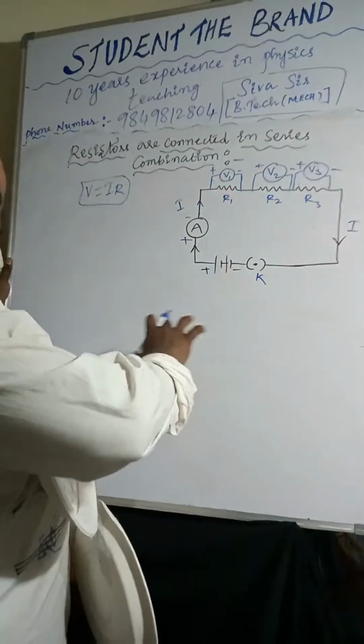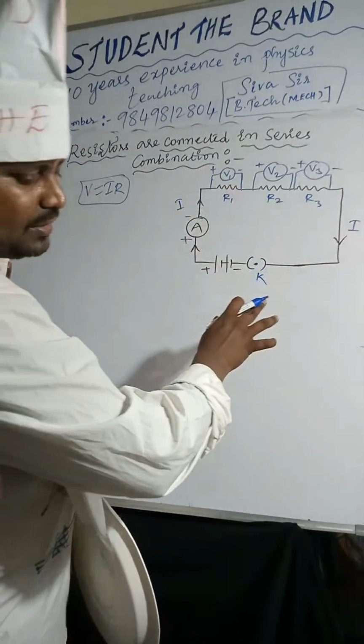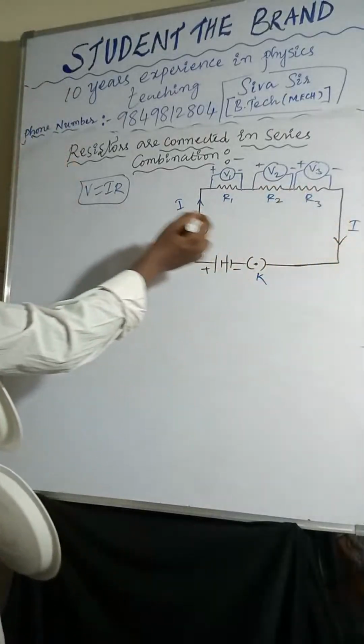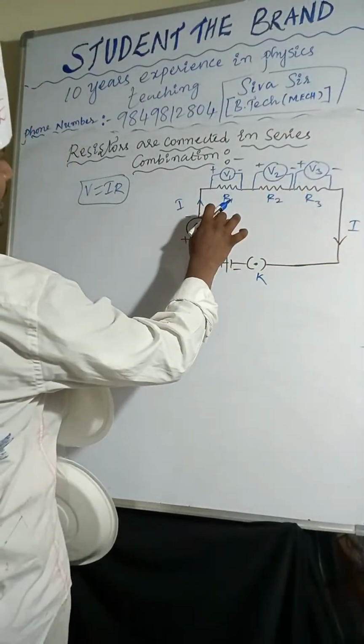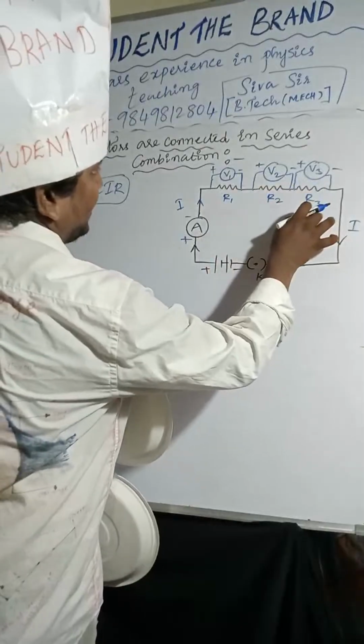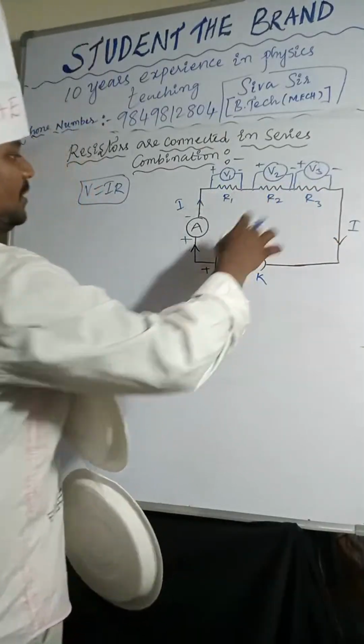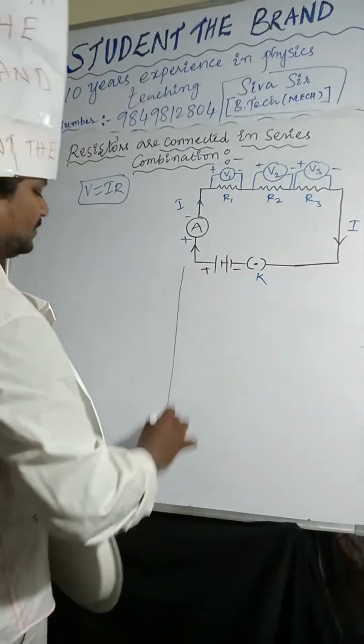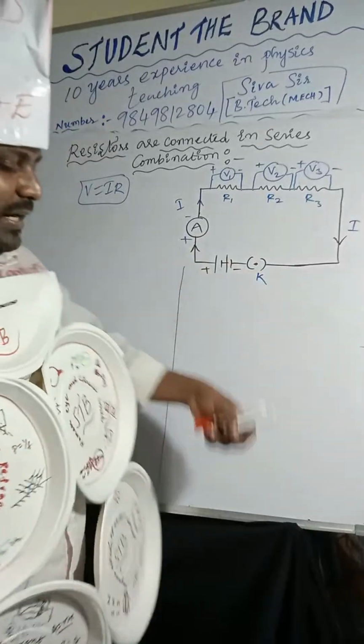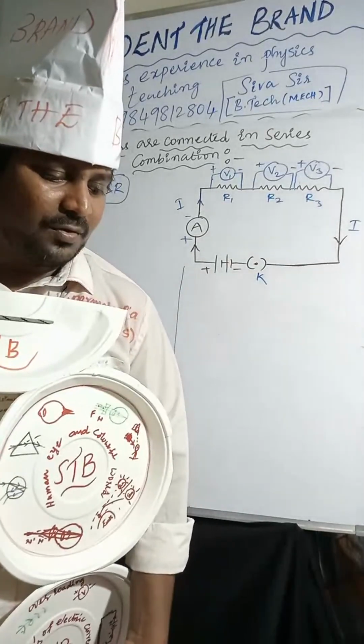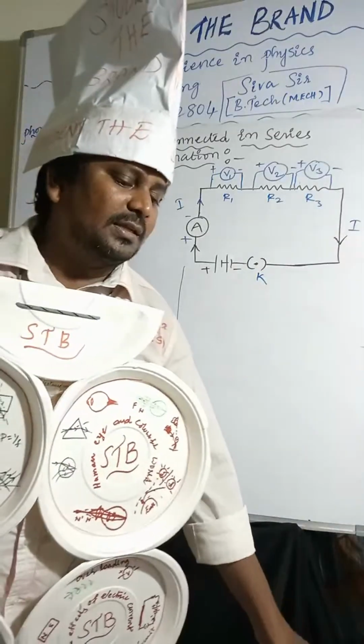Whatever current is flowing throughout the circuit is the same. So the potential differences V1, V2, V3 are different. You can observe carefully, the current flowing throughout the circuit is the same.